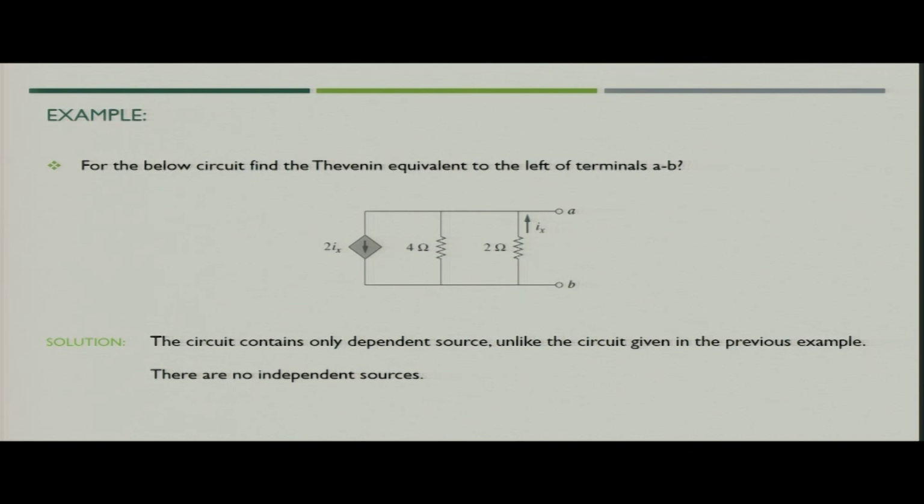So, now let us see another example. In this circuit, we want to find out the Thevenin equivalent, but in this particular circuit we do not have any independent voltage or current source. So, this circuit would have only a dependent source. Here in this case we have the current source which is dependent.